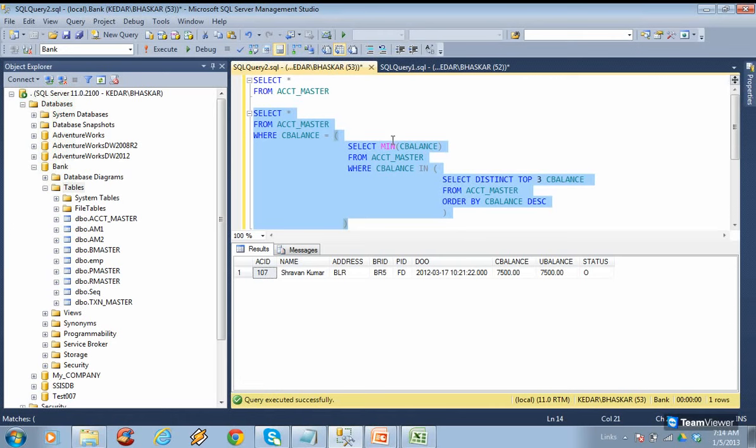So for top 3, even if two people have the same balance, this will work. So let us understand, this will work.